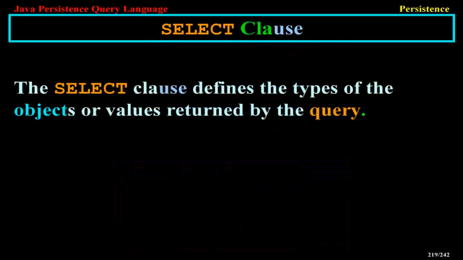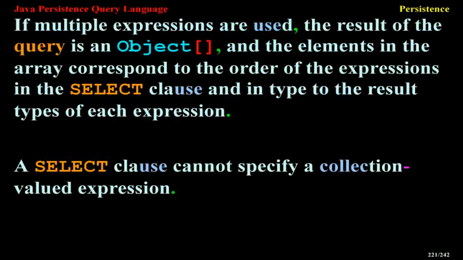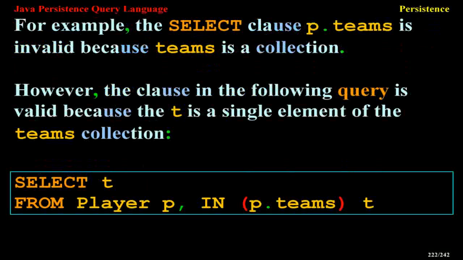SELECT clause. The SELECT clause defines the types of the objects or values returned by the query. Return types. The return type of the SELECT clause is defined by the result types of the select expressions contained within it. If multiple expressions are used, the result of the query is an Object[], and the elements in the array correspond to the order of the expressions in the SELECT clause and in type to the result types of each expression. A SELECT clause cannot specify a collection-valued expression. For example, the SELECT clause p.teams is invalid because teams is a collection.